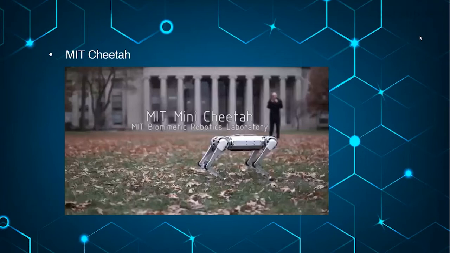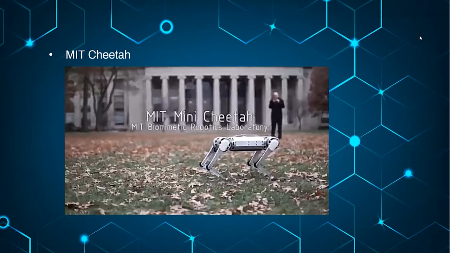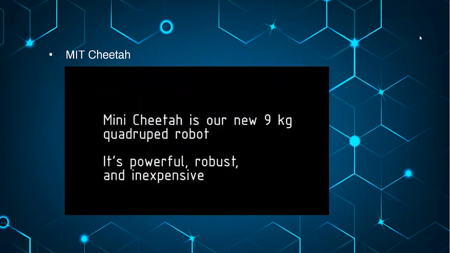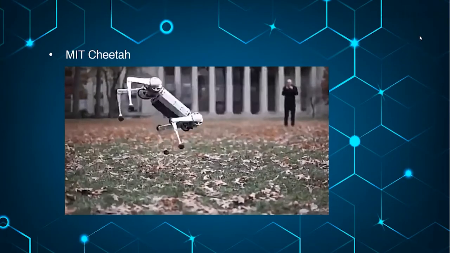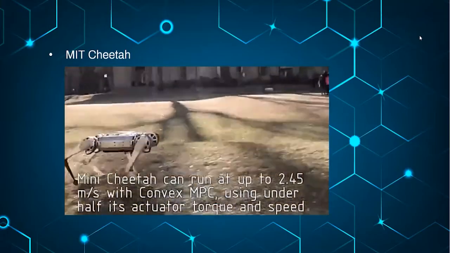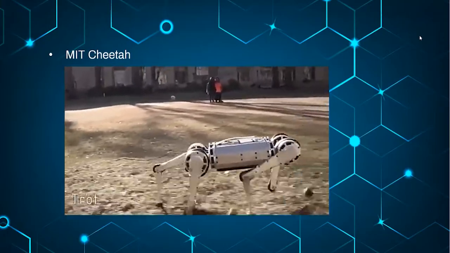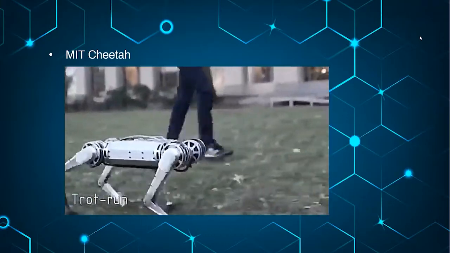Next is MIT Cheetah, which is the first four-legged robot to do a flip. Let's look at some of its unique features. This is a 9 kg quadruped cheetah, which can run at 2.45 meters per second speed.